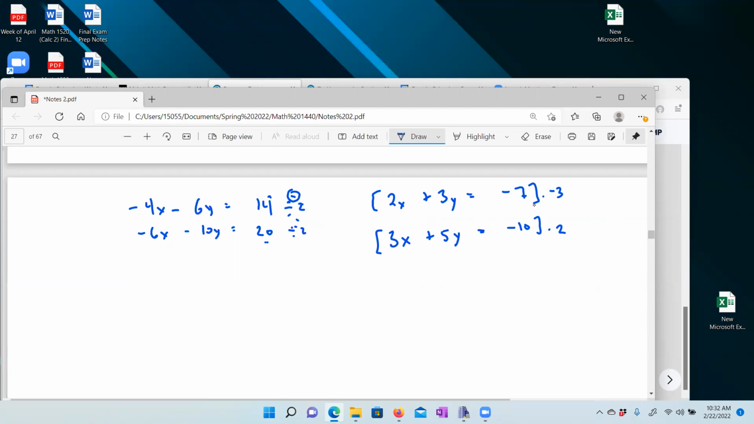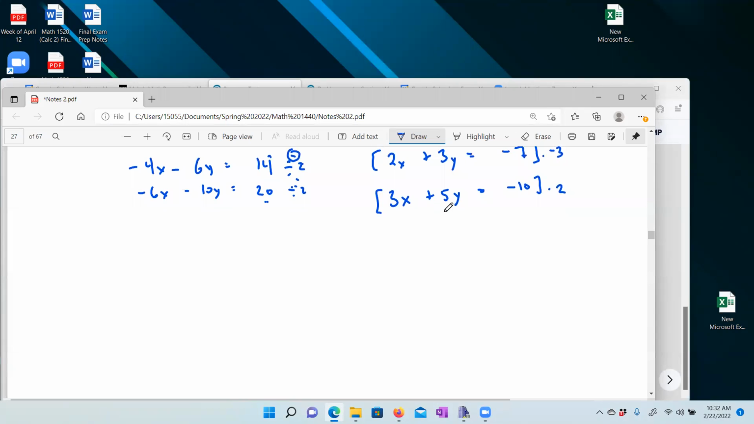2 times 3 will be 6, 3 times 2 is going to be 6. You're free to choose to do this to y too. It really doesn't matter which one you've chosen. Since 2 and 3 are smaller than 3 and 5, I just picked the smaller one. But that was my choice. You can make a different choice. It's entirely up to you.